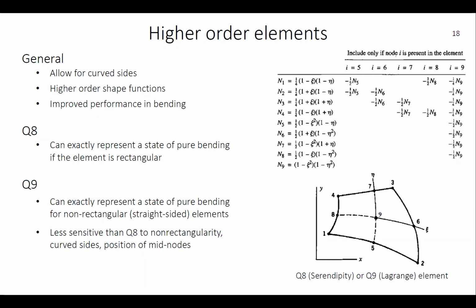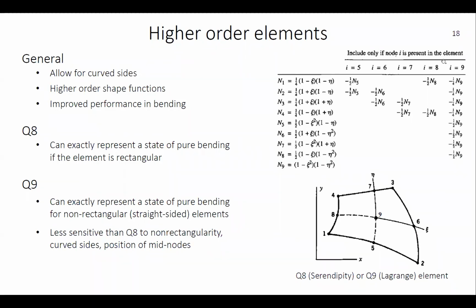If you go to the Q8 element, it can actually exactly represent the state of pure bending if the element is rectangular. For non-rectangular elements, it has some significant deficiencies. The Q9 element can represent the state of pure bending even for non-rectangular, but straight-sided elements like parallelograms. And it's generally less sensitive than the Q8 to non-rectangularity. So for general unsymmetric elements, the Q9 may be preferable.